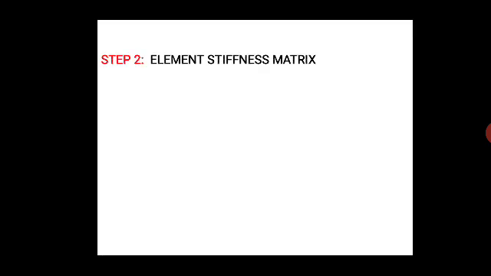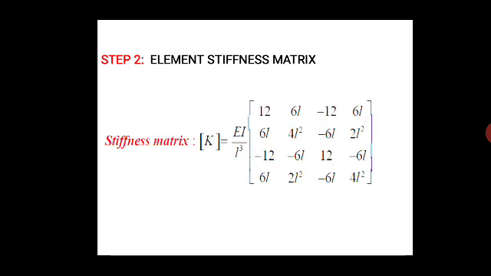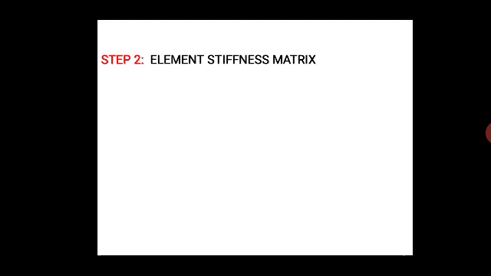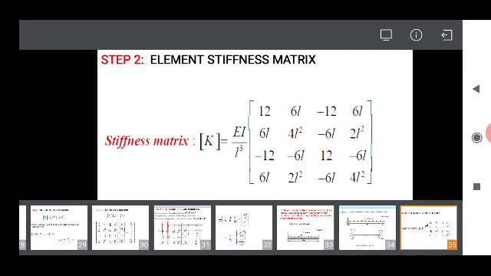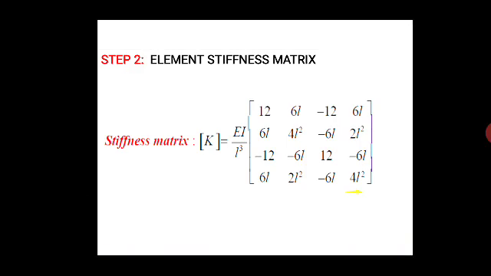And step 2, write the element stiffness matrix. Because it is a single element, we will be considering the element stiffness matrix as K is equal to EI by L cube, times the matrix: 12, 6L, minus 12, 6L; 6L, 4L square, minus 6L, 2L square; minus 12, minus 6L, 12, minus 6L; and here also 6L, 2L square, minus 6L, 4L square.